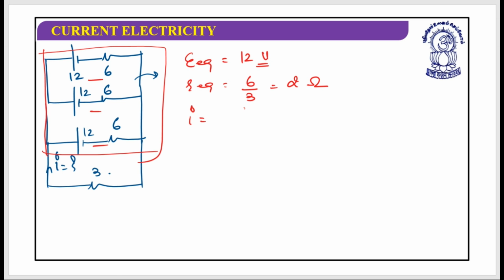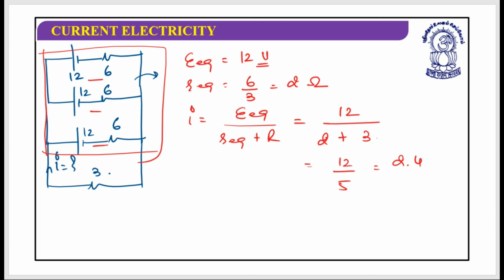So current is E equivalent divided by R equivalent plus external resistance R. This E equivalent is 12 volt, R equivalent is 2 ohm, and R is 3. It's 12 divided by 5, which is 2.4. 24 fives are 120. Yes, it's 2.4 ampere of current that must be passing through here. I hope these things are clear. Is it crystal clear?